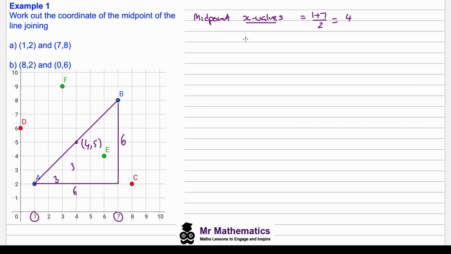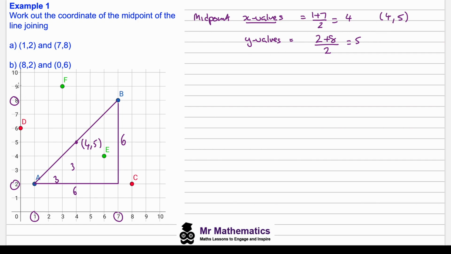And we can do exactly the same for the y values. We'll work out the mean. So this will be the 2 plus the 8 divided by our sample size of 2. This will be 2 add 8 is 10. 10 divided by 2 is 5. So our midpoint will have coordinates 4 and 5. So it's up to you which method you use. As we work through this video, I'll be using this method.